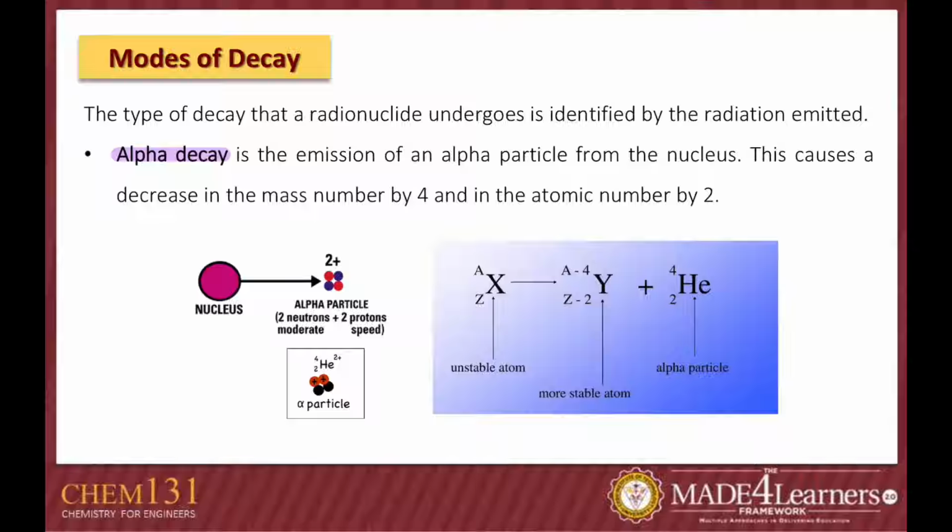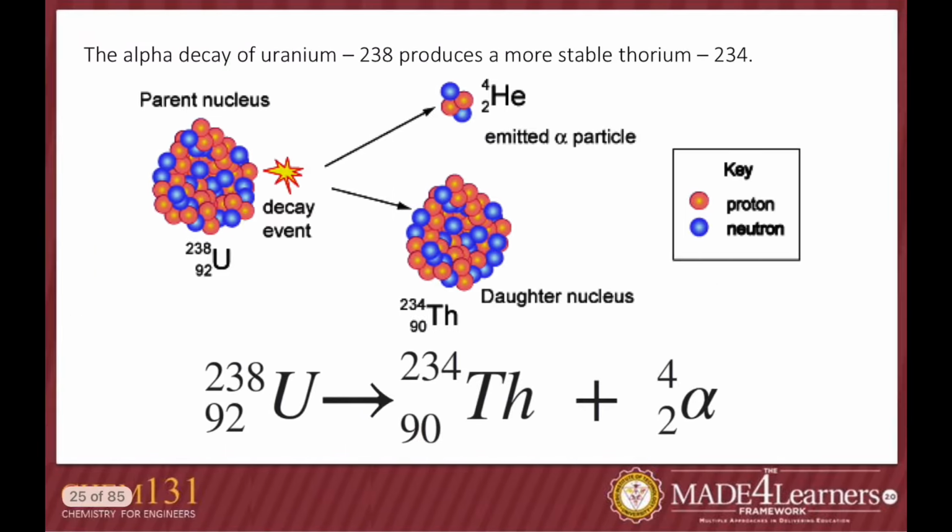So this is the parent nucleus, which is an unstable atom, and this is the daughter nucleus, which is more stable compared to the parent nucleus. But again, this could still be unstable and could still undergo another type of decay. So this is an example of the alpha decay of uranium-238 producing a more stable thorium-234.